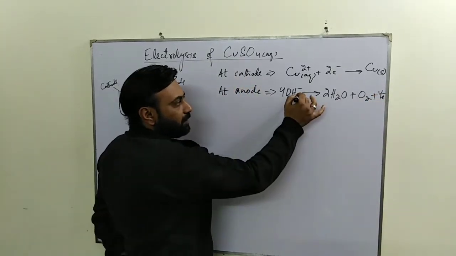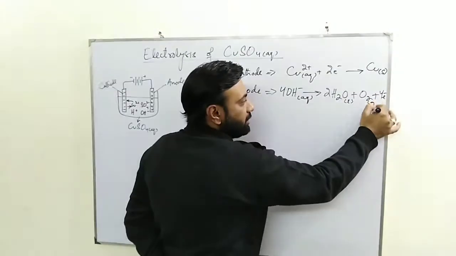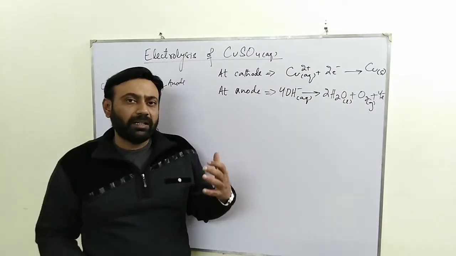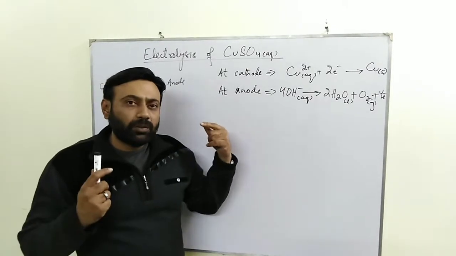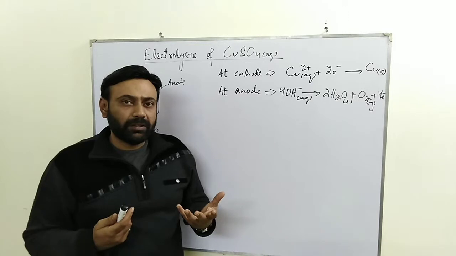The state symbols are hydroxide ions, aqueous, water, liquid, oxygen, gas. This is a simple equation of discharge of hydroxide ions at the anode. Whenever they are going to be discharged, the equation would be like this. So just learn this equation. This would be used a lot during electrolysis questions.